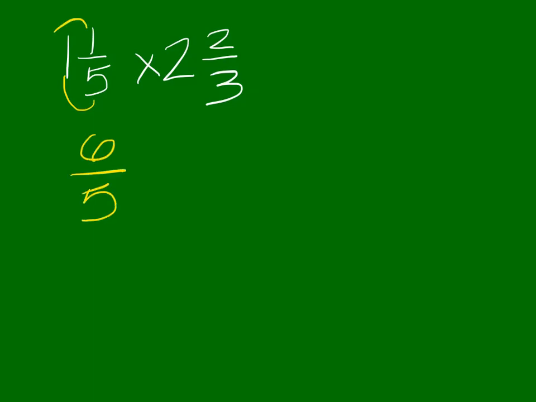Example 2. This one is 1 1/5 times 2 2/3. What do I do first? 7 over 5? What's 5 times 1? Oh, times. 5. Then plus 1 would be 6. So we go 6 over 5.